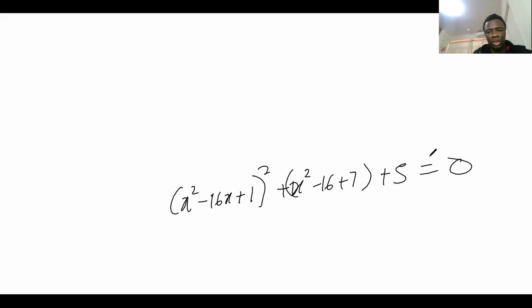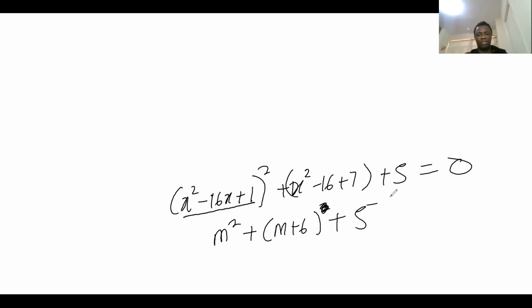So rather than do this directly, I could say x squared minus 16x plus 1 is m. So this would be m squared, and this would be m plus 6, then plus 5. Can you see that? Because if this is m, then this is actually plus 1 plus 6. Yes, this is the kind of situation where we use this. So by the time you solve for your m, you take it back.